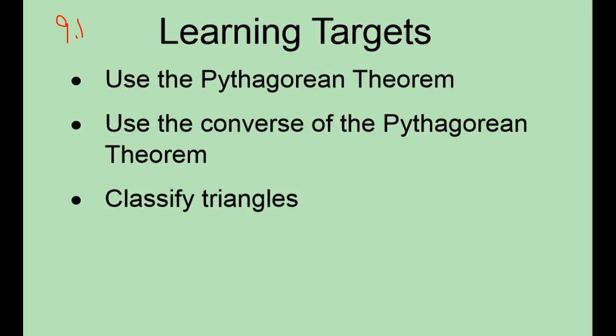So now let's look back at our learning targets. Our first learning target was to use the Pythagorean theorem. When we use the Pythagorean theorem, we're given the information that we have a right triangle and two of the sides. It doesn't matter if it's one of the legs and the hypotenuse or both legs. We can use the Pythagorean theorem to find the other side length. Then we looked at the converse of the Pythagorean theorem, where we were given all three sides and asked to determine, is it a right triangle? And then we were classifying triangles, determining whether it was an acute triangle, a right triangle, or an obtuse triangle.